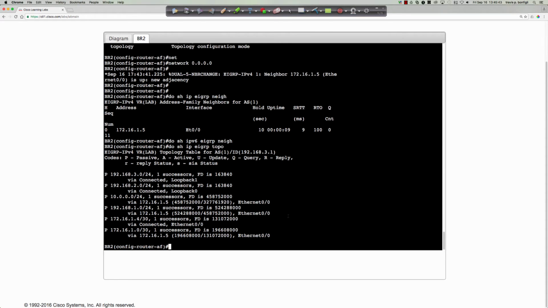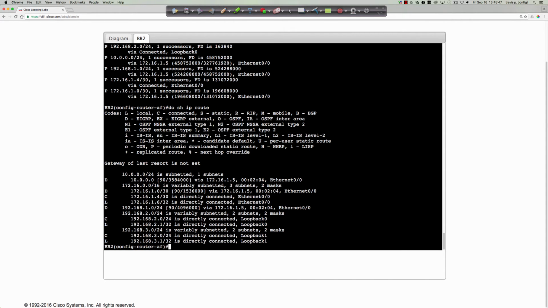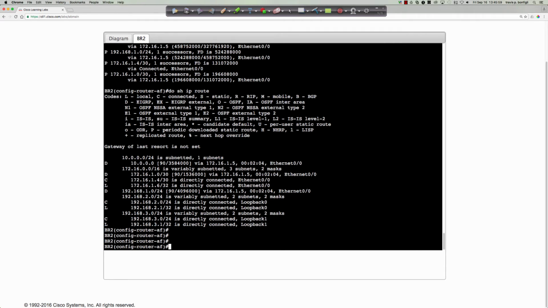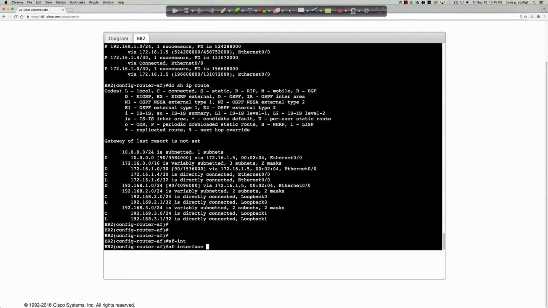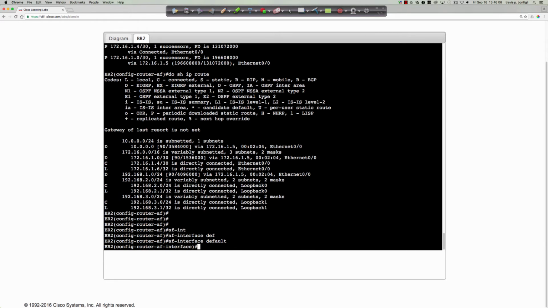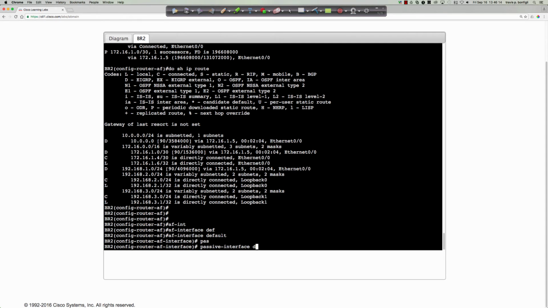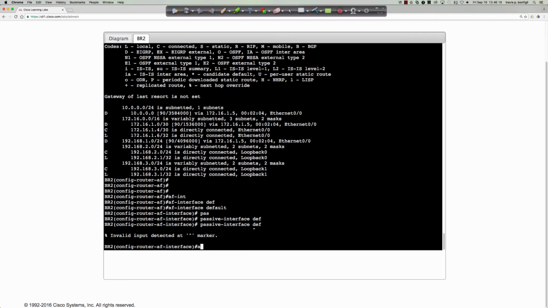All right, so if I were to say do show IP route, right? So the commands that you run for the verification and all that are still the same. The only thing that's different is when we go into the interface, or when we go into the autonomous system setup under named mode. So just like before, where I could say passive interface default, that would get done under AF interface default, and this represents all interfaces running the EIGRP process. So if I were to say passive interface default here, or actually it's just passive interface, I believe.